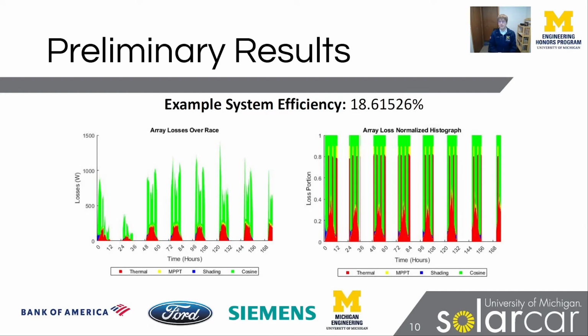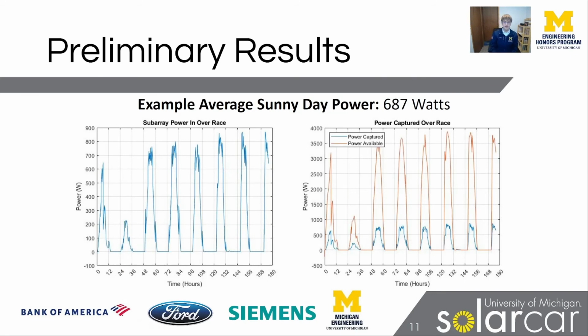So our cosine losses are minimized, and the flat line you can see across all of them is actually dictated by the fact that the car itself is curved. And so when you point the array directly at the sun, you're not actually pointing every individual cell directly at the sun. And so this helps us to get a really good idea of how much energy we're losing to things like the overall curvature of the car, and allows us to make better judgment calls when designing an upcoming vehicle. In terms of our actual power, you can see that for this particular array, our average example sunny day power was about 687 watts.